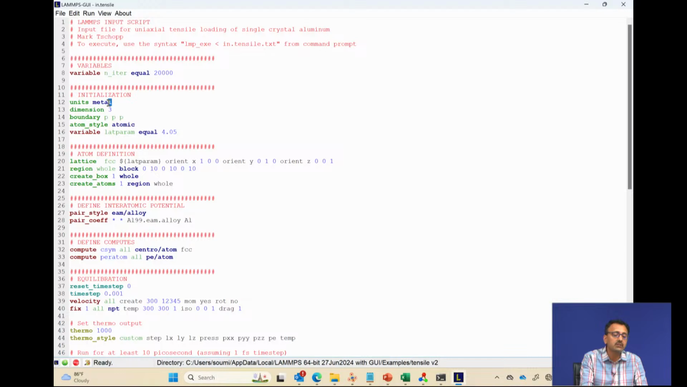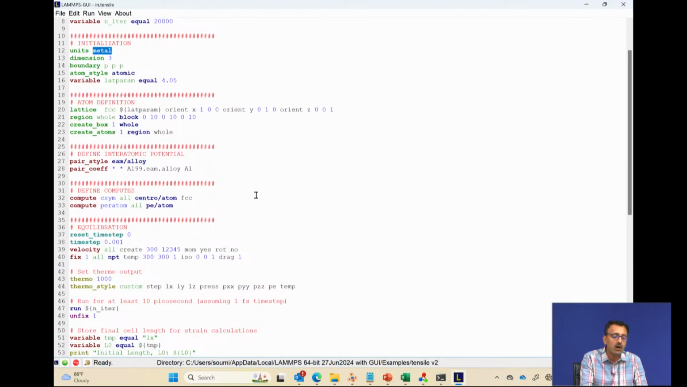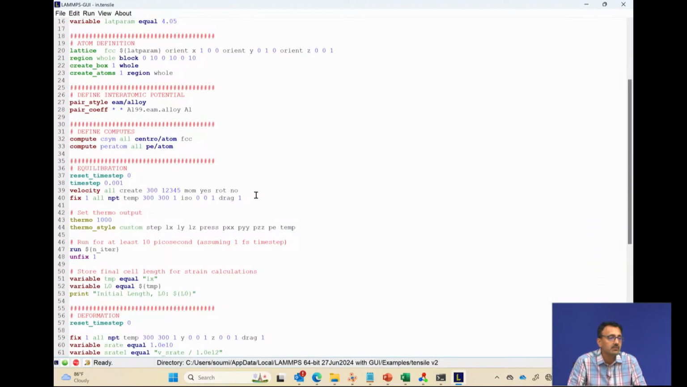In this case, the units are metal. So, the unit for time is picosecond, and 0.001 is basically 1 femtosecond. But if you are using another system of units such as real, then I believe the unit of time is femtosecond, so you just specify 1. You have to be very careful when you are writing up a file, because if this is incorrect, your whole simulation will blow up, because you're probably using a very large time step, which you shouldn't.